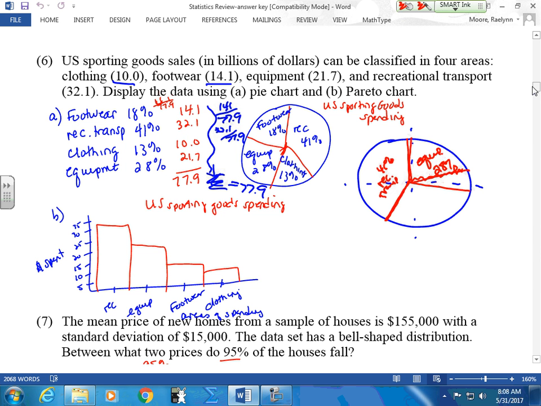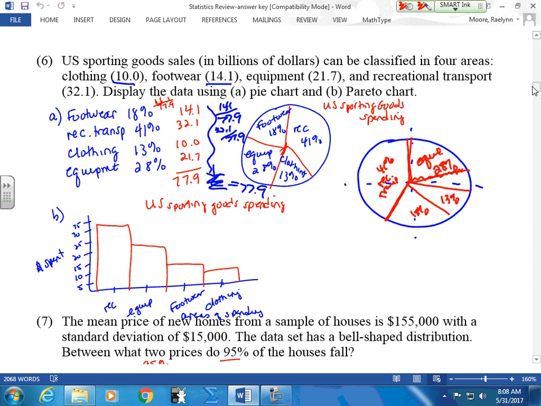Okay, so now I've got 2 categories left, a 13 and an 18. The 18 is going to be bigger. Just make it a little bit bigger than the 13. This is 18%. This is 13%. Okay, as long as this makes sense to me. As long as my 41% is not the smallest and my 13% is the largest.